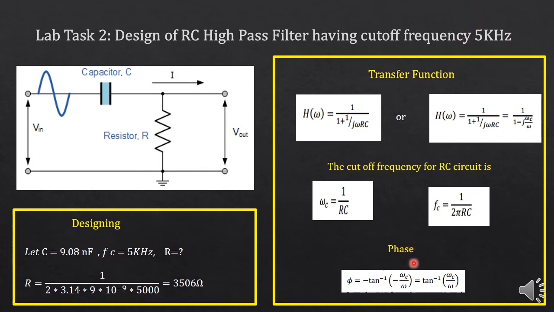Here the phase of the RC high pass filter is minus tan inverse of omega c over omega. You can use this formula for finding the phase. So this is how you design an RC high pass filter having your desired cutoff frequency.